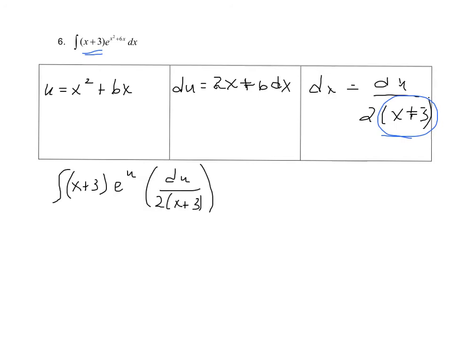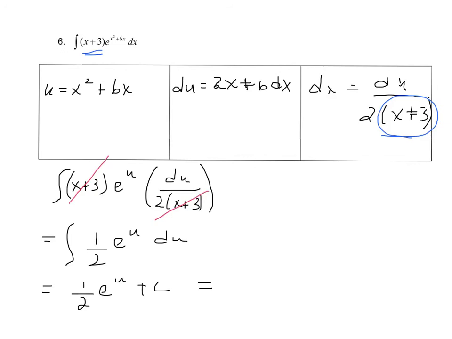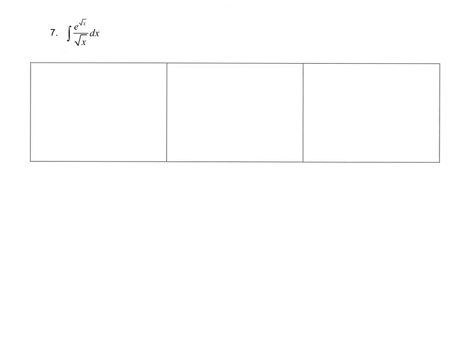So when you substitute everything in, this is what you get. These cancel out. So you simply get the integral of a half e to the u du. And you know right away that the integral of a half e to the u is just a half e to the u plus c. And the last step, again, substitute in. So you get a half e to the x squared plus 6x and then plus c. So again, another exponential function here.